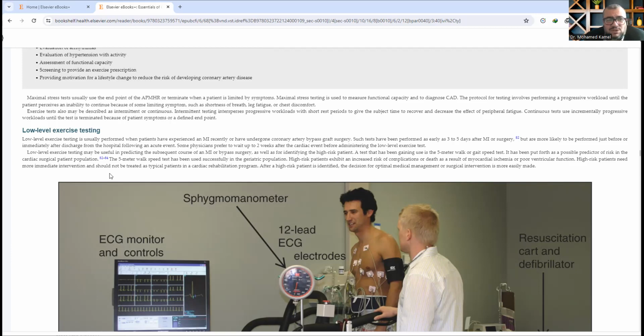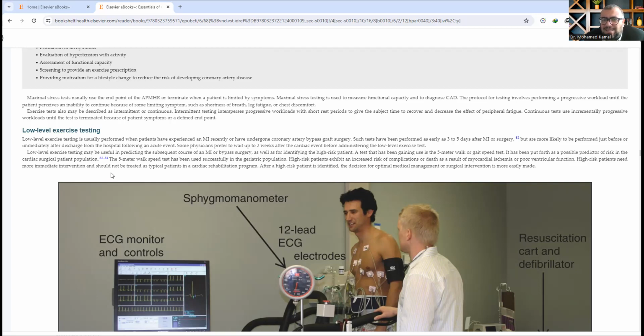Low-level exercise testing may be useful in predicting the subsequent course of a myocardial infarction or bypass surgery, as well as for identifying the high-risk patient. It gives me an idea about the patient, because some people have a myocardial infarction, and after some time they are at risk of getting another one. So this low-level exercise testing gives you an idea about the course the patient might have later on, and identifies patients who are at high risk of developing the same problem again.